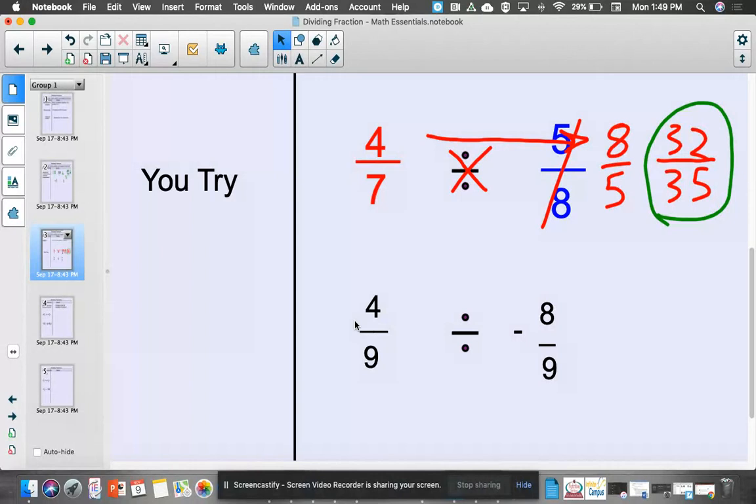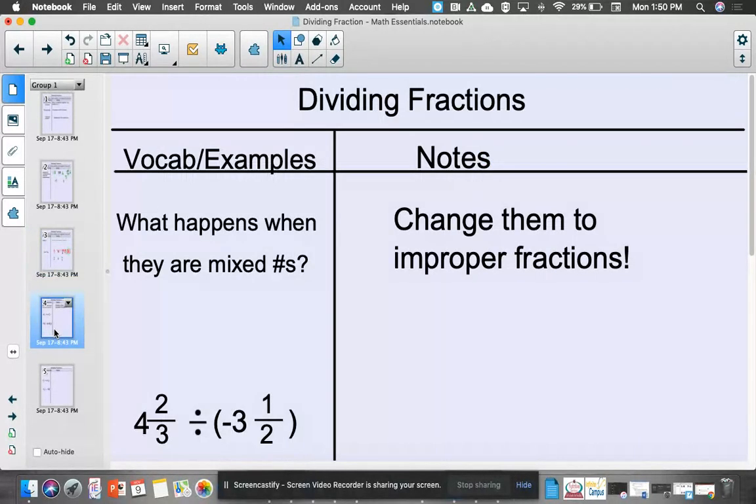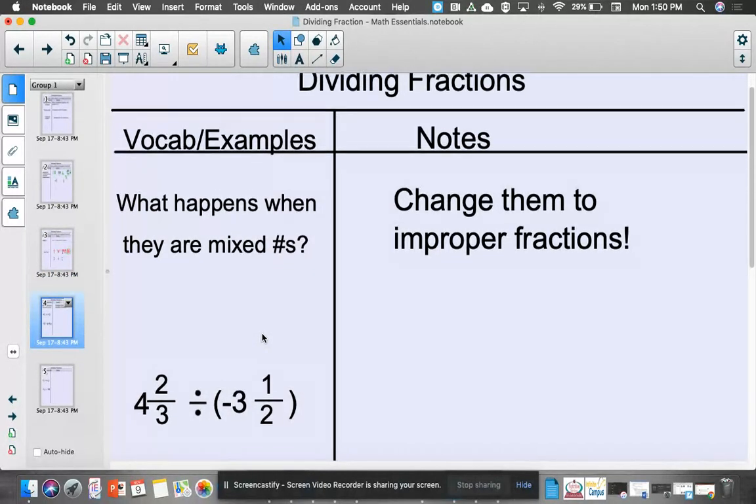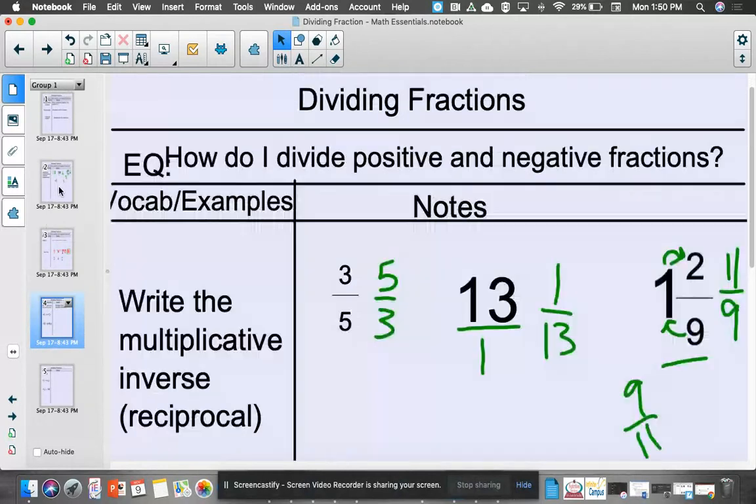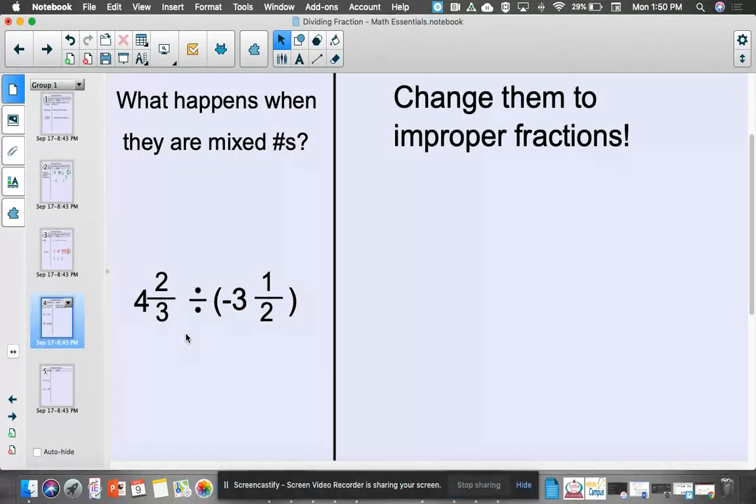Next, you will try 4/9 divided by -8/9. And that is, all right, what happens when they are mixed numbers? We have to change them, like I did earlier, change them to improper fractions. And I believe I did that right here where it's 1 2/9. So we have to change it to 11/9 to get it as an improper fraction. So that's what we have to do here.